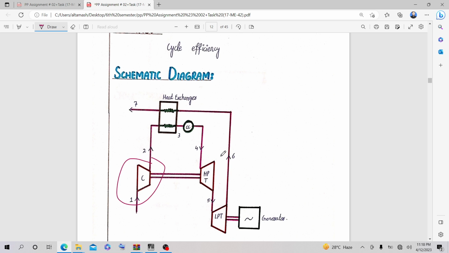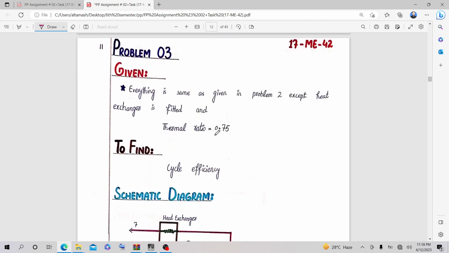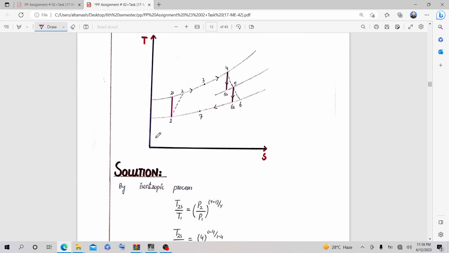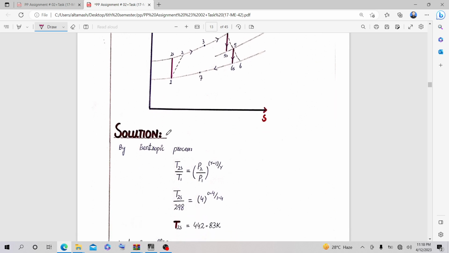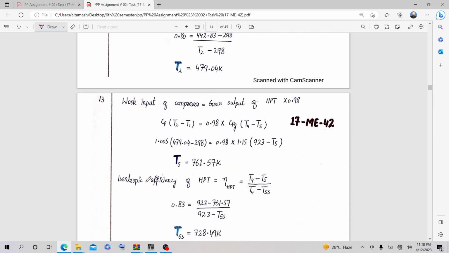Here is compressor, here is high pressure turbine, here is output, here is low pressure turbine, generator, and here is a thermal ratio. This is heat exchanger that will cause the thermal ratio, that is 0.75. So the diagram will apparently be the same as the previous one and there will be no change in it. And T2S the same formula, same calculations. Isentropic efficiency the same formula and same calculations.